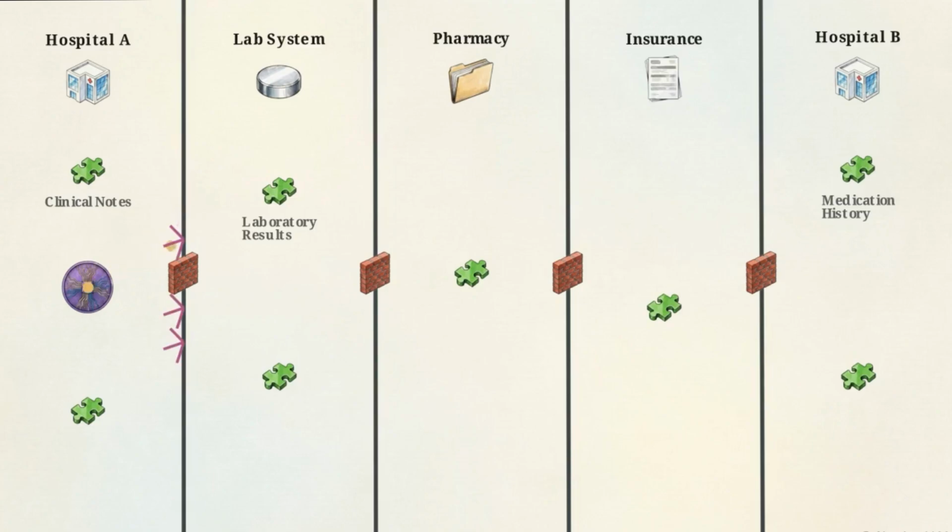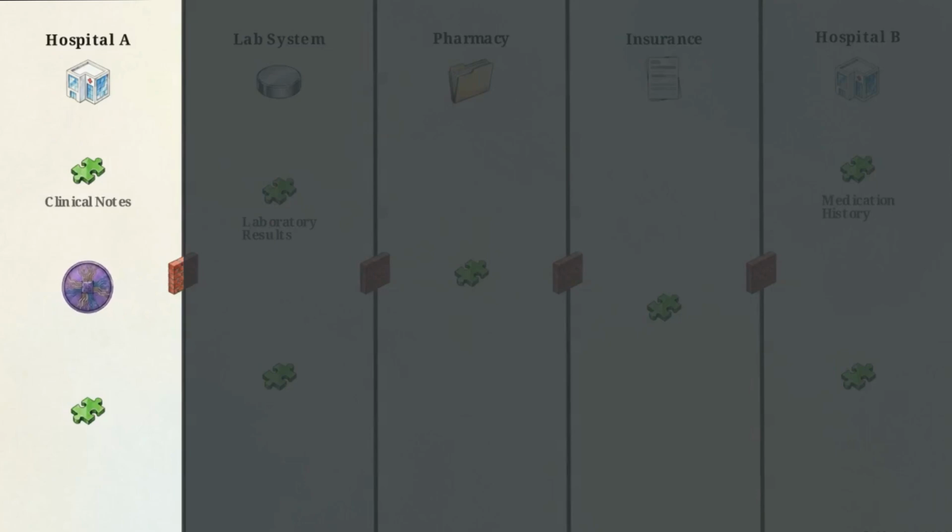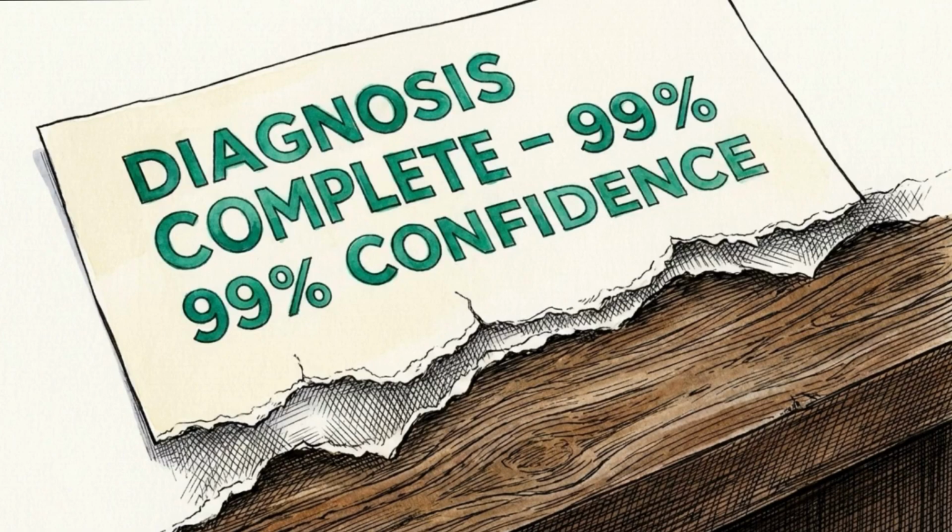If a patient's lab results exist in the independent lab system and their medication history is stored at Hospital B, the AI in Hospital A cannot see them. It makes decisions without critical context. This structural blindness directly results in outputs that project a dangerous, false sense of confidence based on incomplete clinical facts. This disconnect is even more severe when we look at administrative workflows.